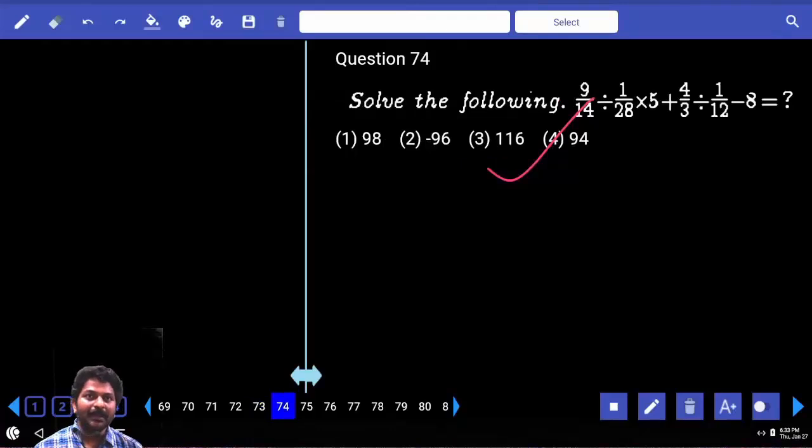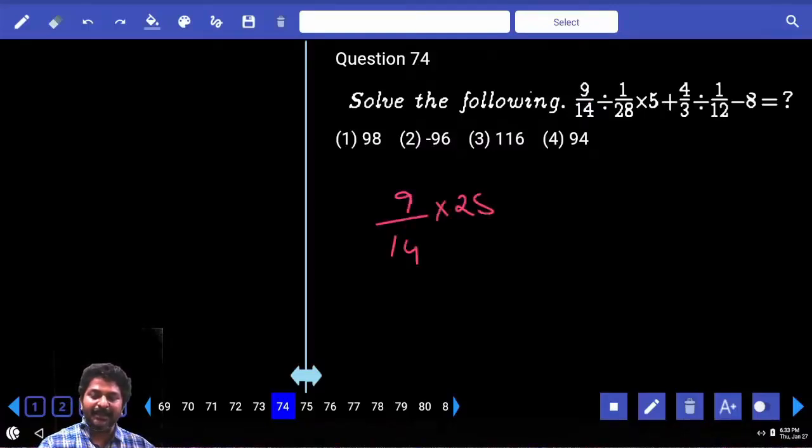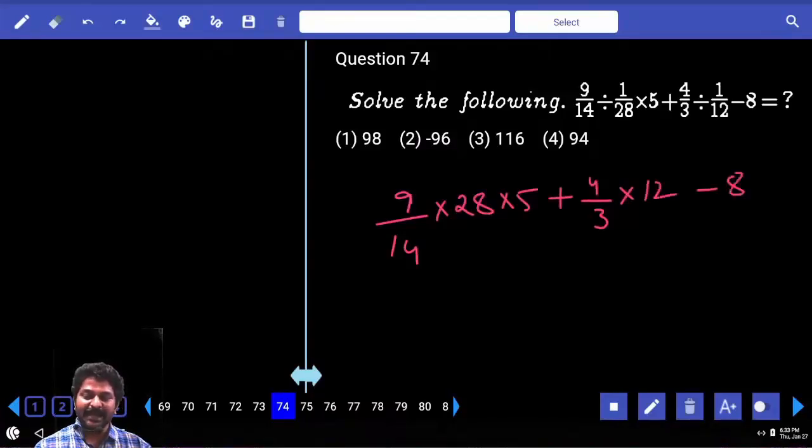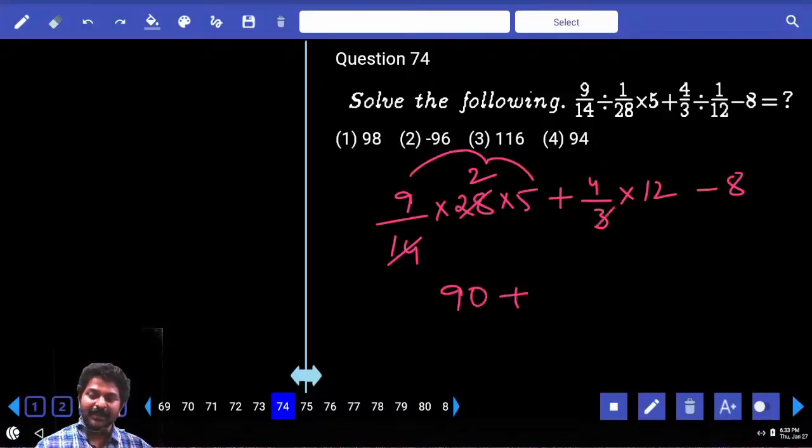Okay. Right. So now, 9 by 14 divided by 1 by 28 can be written as into 28 into 5 plus 4 by 3 divided by 1 by 12 can be written as into 12 minus 8. 14 2 times 5 into 2 10 into 9 90 plus 3 4 times 4 into 4 16 minus 8. Answer 98.